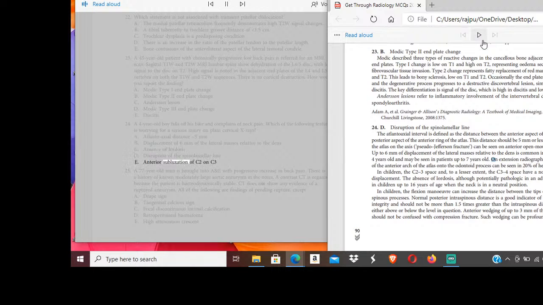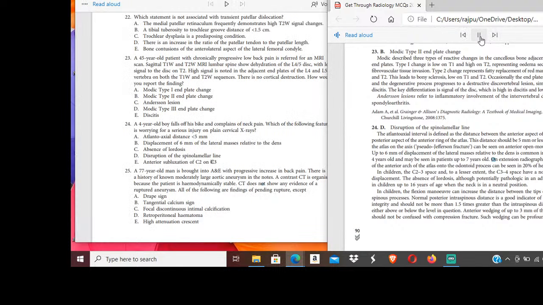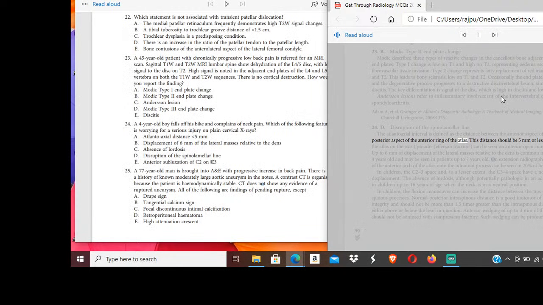E. Anterior subluxation of C2 on C3. Aspect of the anterior ring of the atlas: this distance should be 5 mm or less. Pseudospread of the atlas on the axis, pseudo-Jefferson fracture, can be seen on anterior open-mouth radiographs. Up to 6 mm of displacement of the lateral masses relative to the dens is common in patients up to 4 years old, and may be seen in patients up to 7 years old.